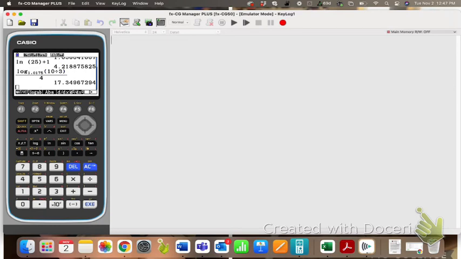Now, if you forget where log AB is, your other option is shift 4, that's the catalog. Then you can type L and scroll down until you see log AB. So that's your other option if you can't remember where it is.